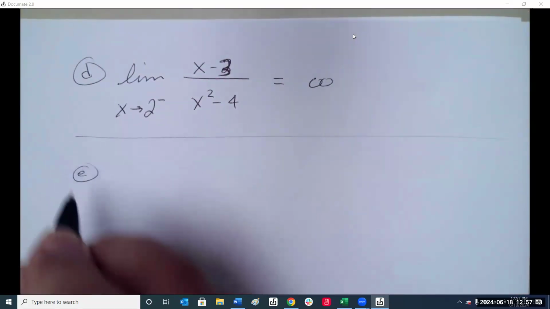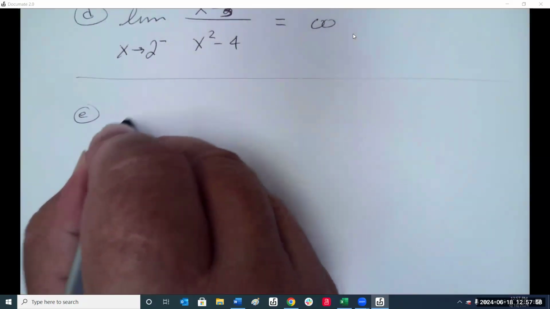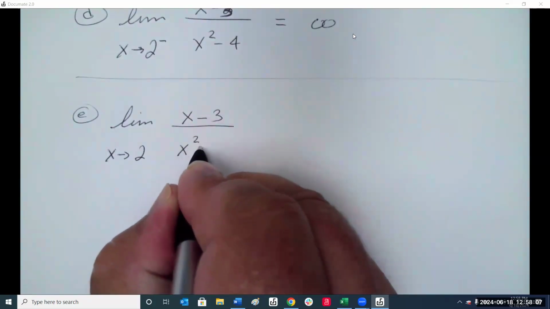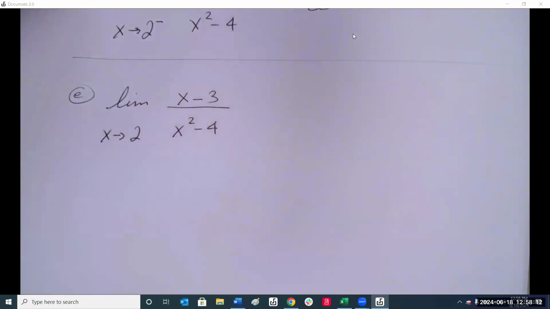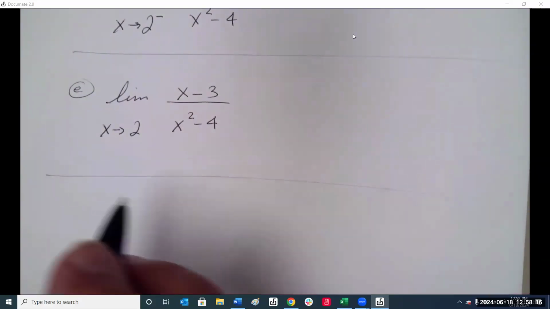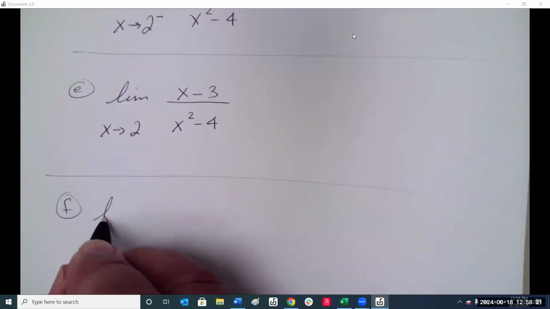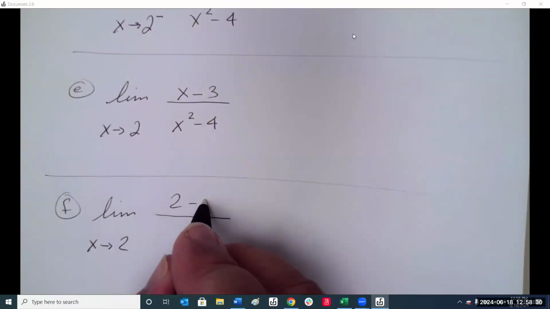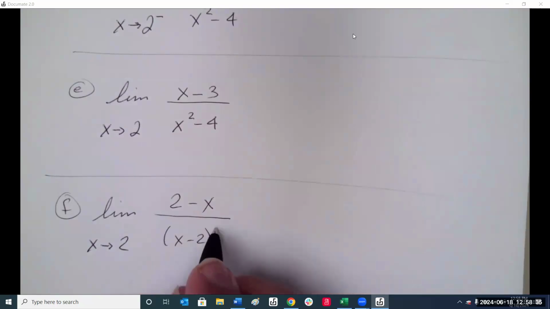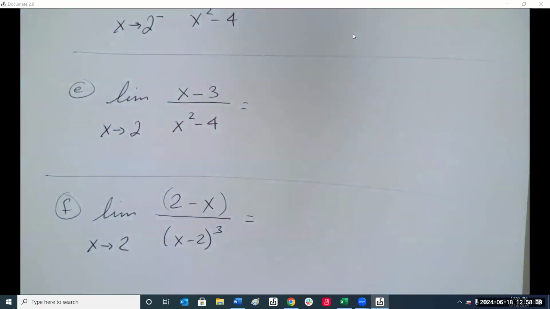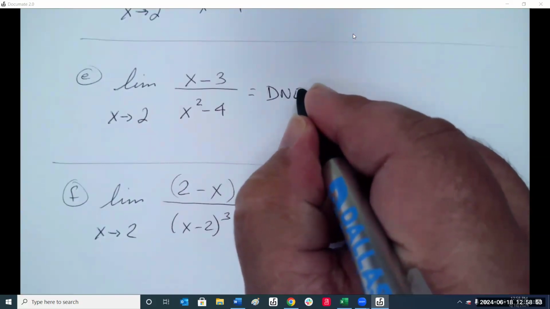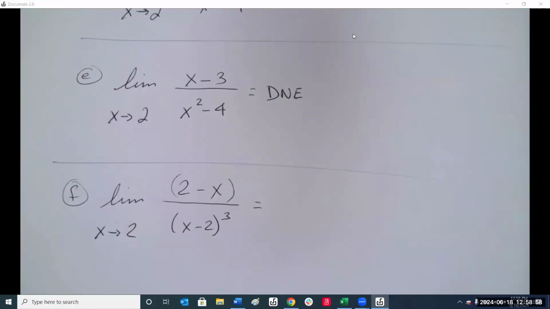E. Oh, then this one's pretty straightforward. How about x going to 2? It doesn't seem, no. This one should be pretty straightforward after what we've just done. What'd you get for E? As x approaches 2. Does not exist.